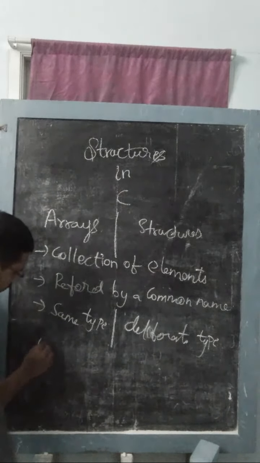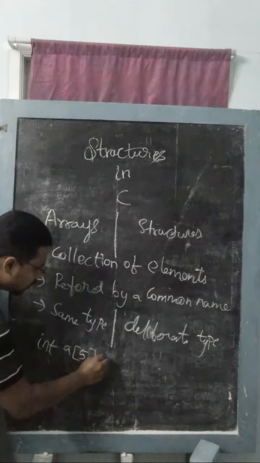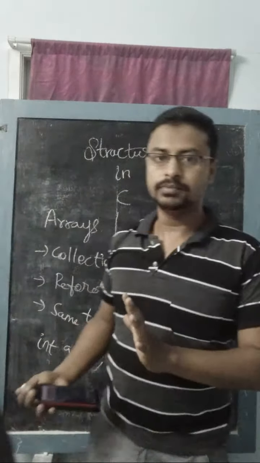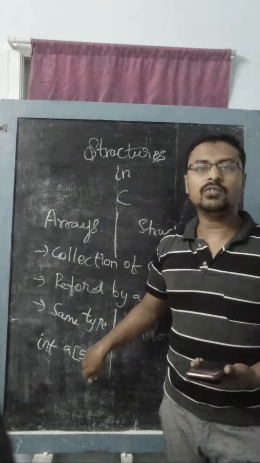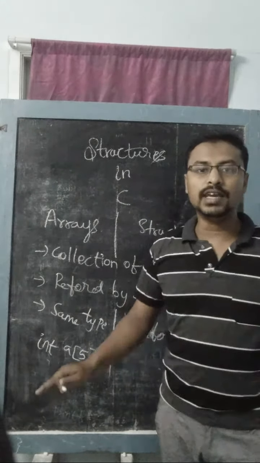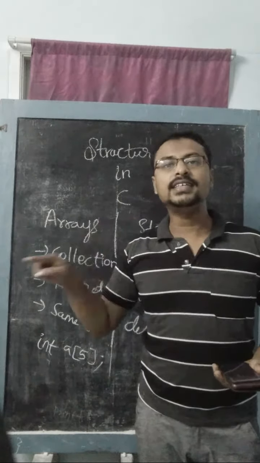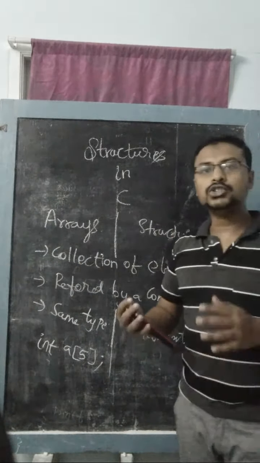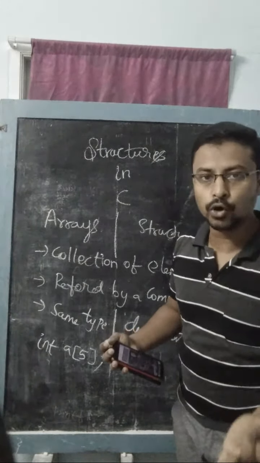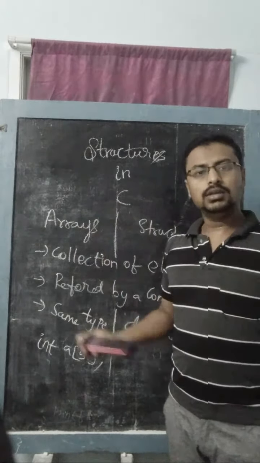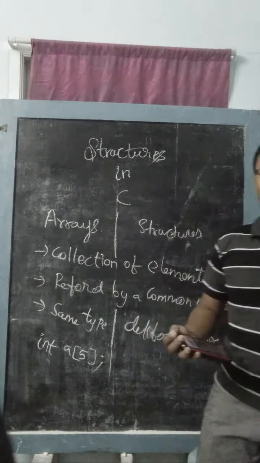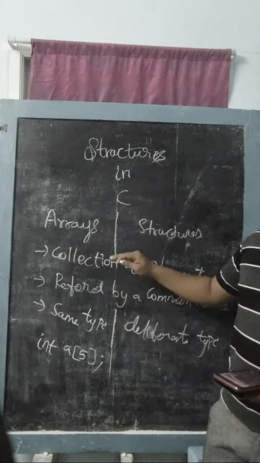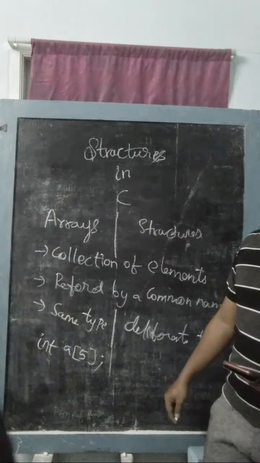If we have integer a of 5, how many elements does it consist of? Here it consists of 5 elements: a of 0, a of 1, a of 2, a of 3, a of 4. So totally 5 elements, and all 5 elements come under the integer type. But in the case of a structure, it is different types. It may be a collection of integer, float, double, character, or a mixture of all the data types. Here only one data type, there mixed data types. So this is a small idea about structure.